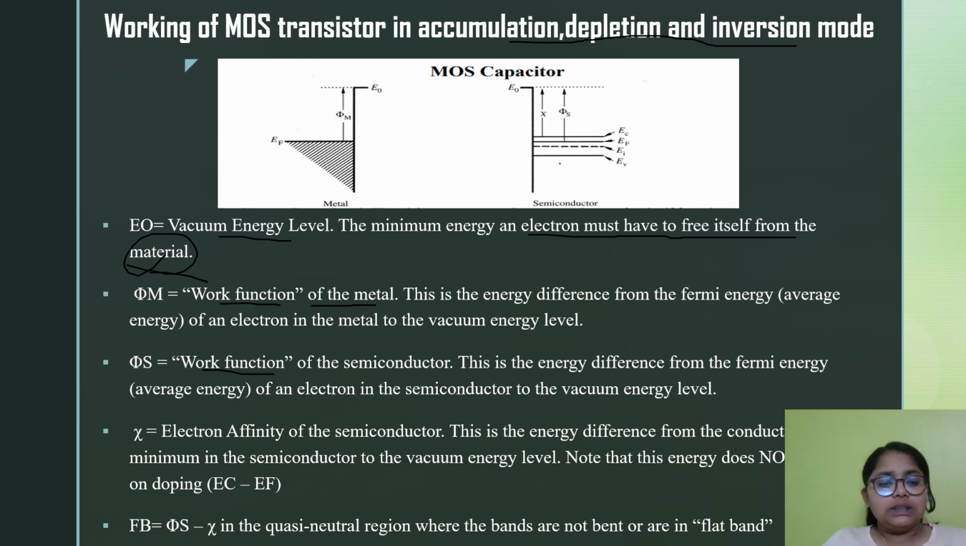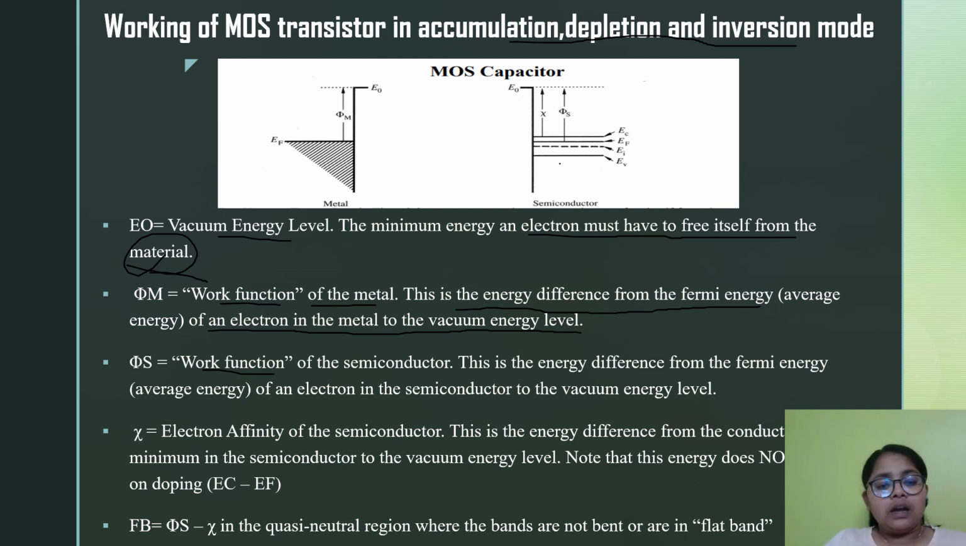Okay. Then phi naught, we know that it is the function of semiconductor. Let's see what phi m deals with. Phi m is the energy difference from the Fermi energy of an electron in the metal to the vacuum level energy level, which means E naught, the difference between the Fermi energy and E naught, that is vacuum energy of an electron, which is also called as average energy.